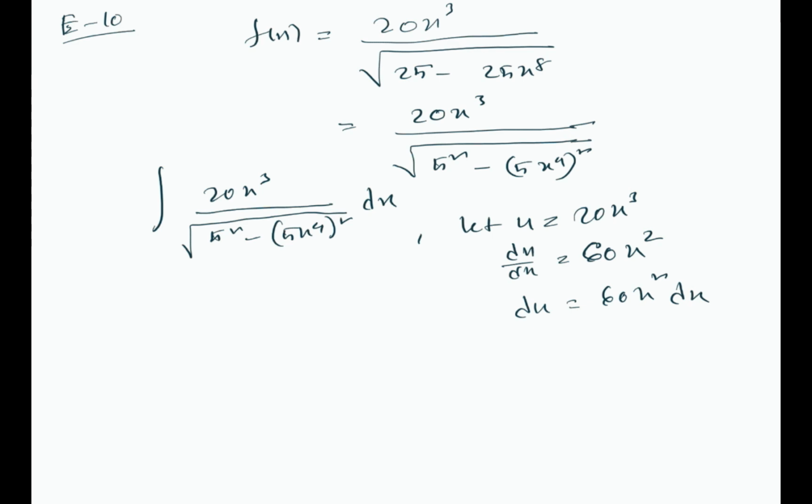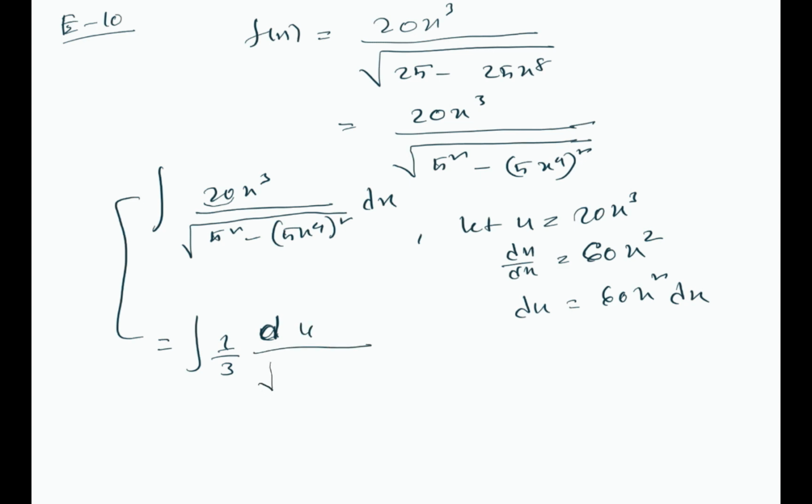So we have u and du, everything, right? So we can rearrange our function. So 20x cubed is actually u, and we have 60, so we need to divide it. If you divide 60 by 20, then you will get 3. So our function should be multiplied by 1 over 3, and then we can write du.